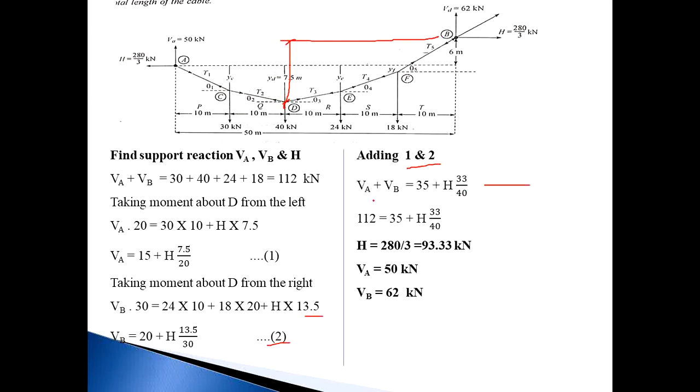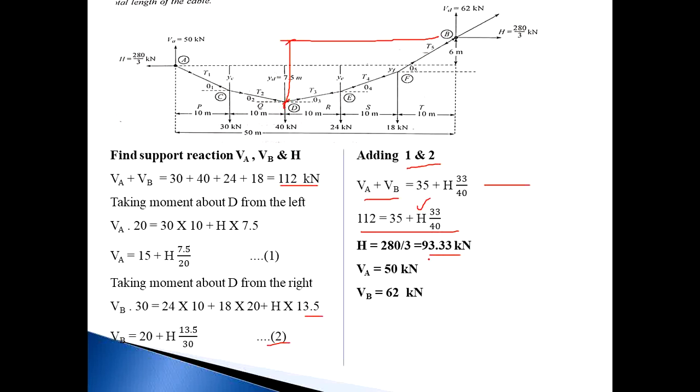Okay. So we know that VA plus VB is equal to 112 kilonewton. Put this VA plus VB in this equation, and now the equation becomes 112 is equal to 35 plus H into 33 divided by 40. By solving this equation, the only unknown term is H. So solving this equation, H becomes 280 by 3, which is 93.33 kilonewton.